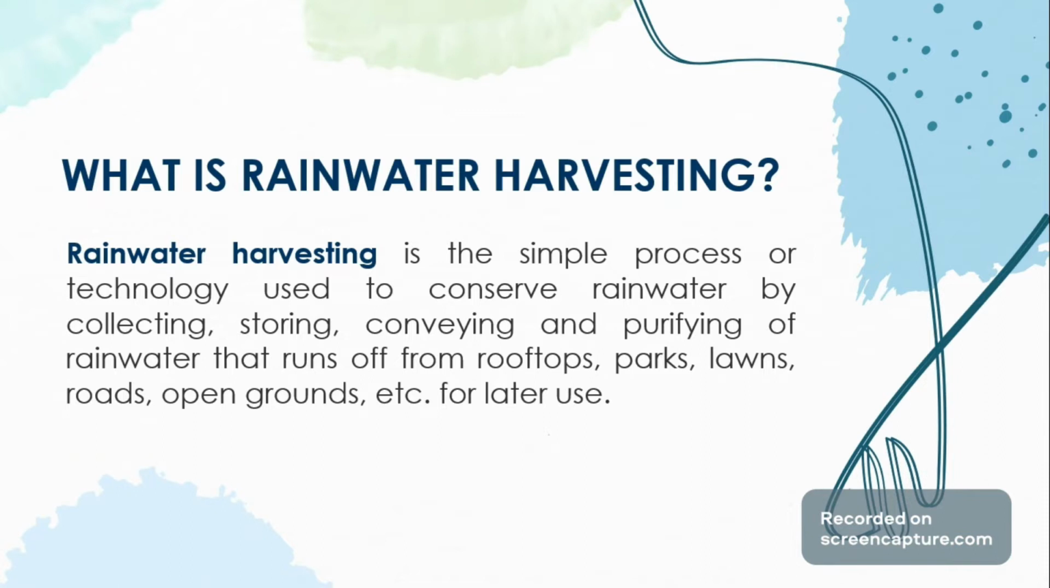What is rainwater harvesting? Rainwater harvesting is a simple process or technology used to conserve rainwater by collecting, storing, conveying, and purifying of rainwater that runs off from rooftops, parks, lawns, roads, open grounds, etc. for later use.